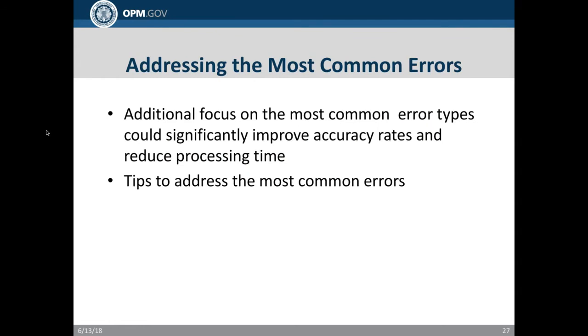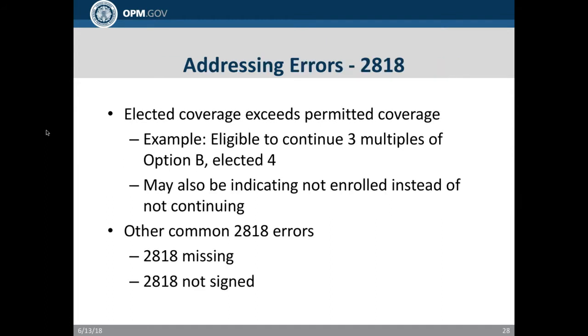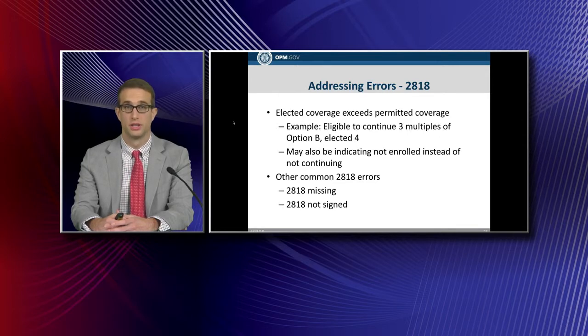And so again, we are going to look at these top 5 errors more closely and kind of look at ways to improve upon submission. So the first is the 2818, and that is the elected coverage exceeds the permitted coverage. So the example would be the employee elects to continue 4 multiples of option B, but they are only allowed to continue 3. The other that falls under this category is if they elect to continue coverage when they were not enrolled, or vice versa. Some of the other common errors we see with the 2818 are that it is missing or it is not signed by the annuitant.